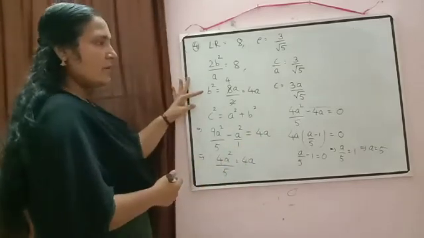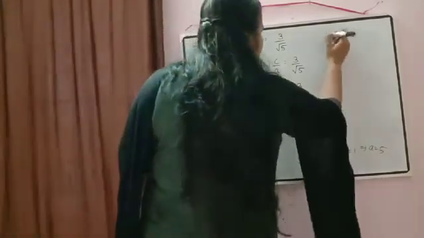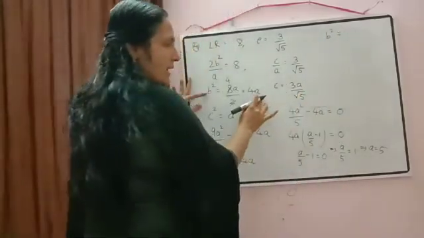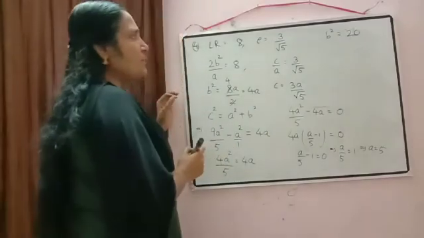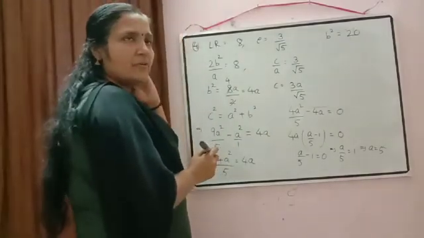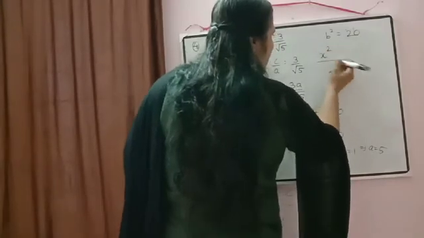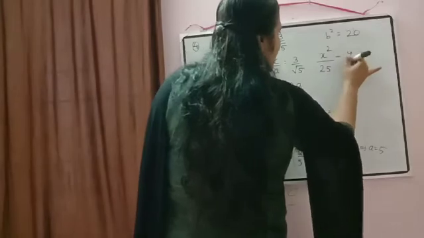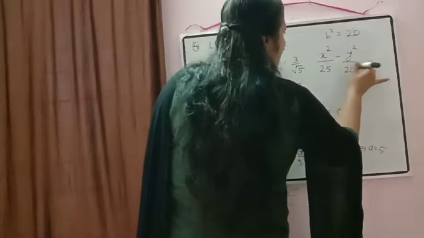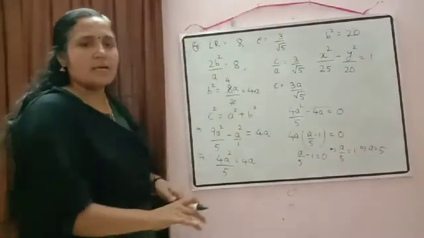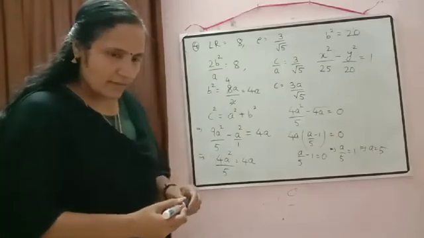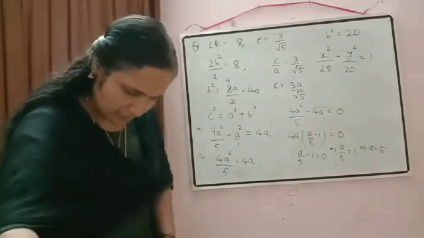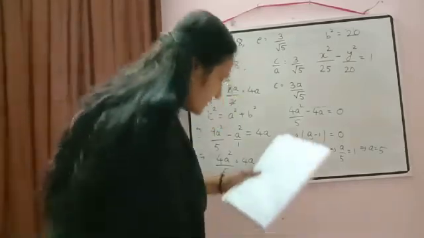Now we need the value of b here. So b square is equal to 4a. So 4 into 5. So we will get b square is equal to 20. And since no informations are given, we will write down the standard equation, that is x square by a square. So that will be equal to x square by 25 minus y square by 20 is equal to 1. Now write down the next question.